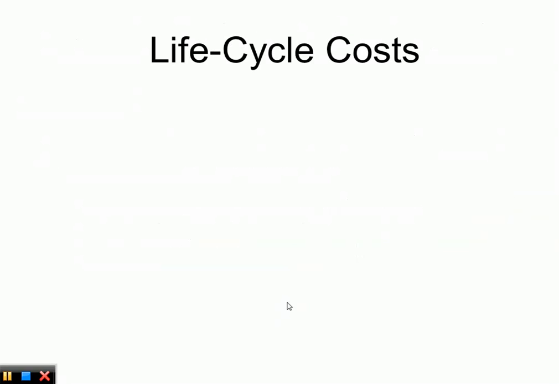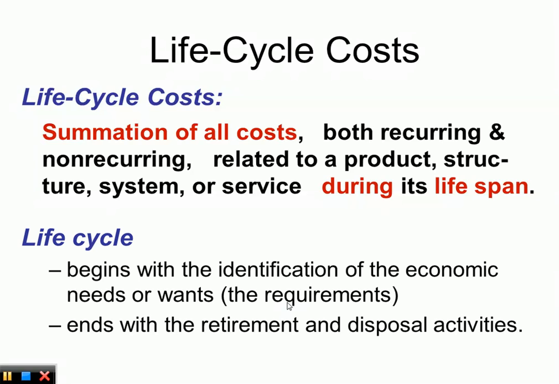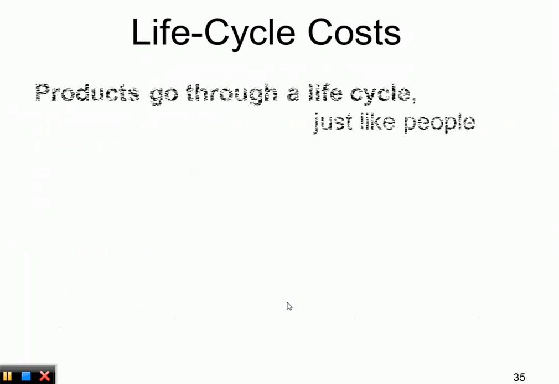Now let's talk about life cycle costs. Life cycle costs are a summation of all costs, both recurring and non-recurring, related to a product, structure, system, or service during its lifespan. The life cycle begins with the identification of the economic needs or wants, which are the requirements, and ends with the retirement and disposal activities. So let's take a look in more detail at a life cycle. Products go through a life cycle just like people.